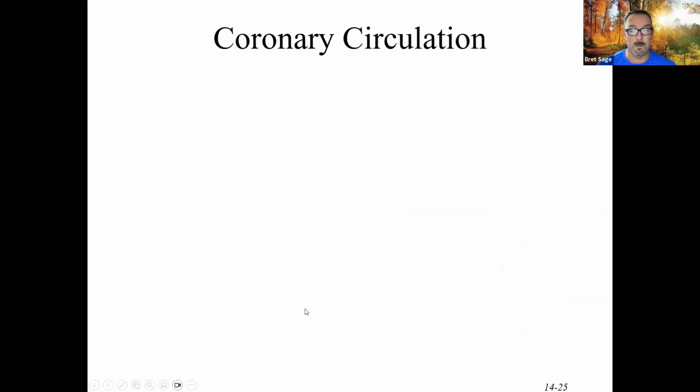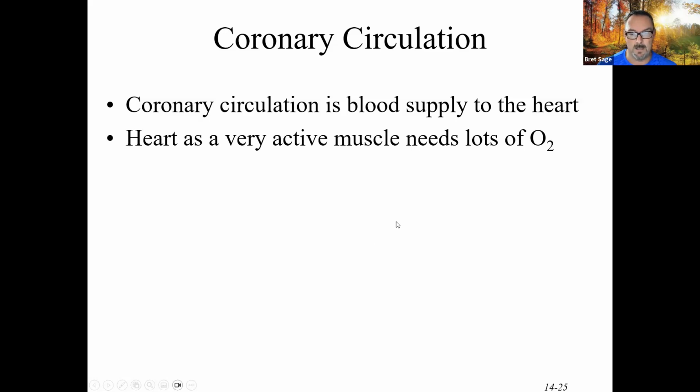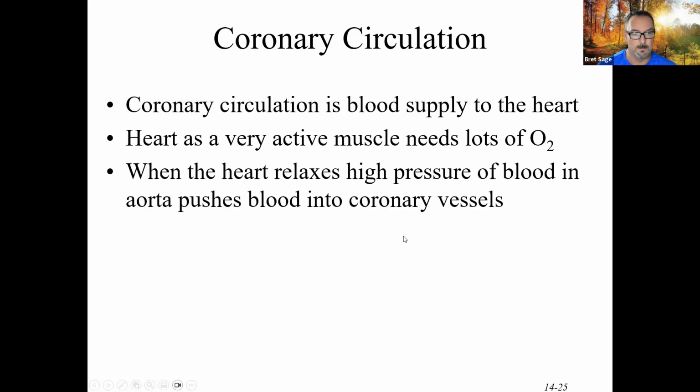Coronary circulation, we're talking about the circulation associated with the heart. Coronary circulation is blood supply to the heart. Heart is a very active muscle, needs lots of oxygen. When the heart relaxes, high pressure of blood in the aorta pushes the blood into the coronary vessels.